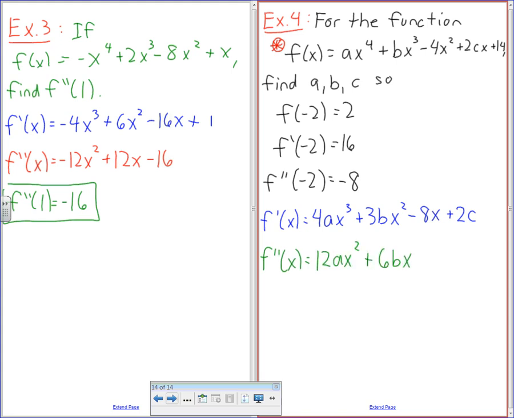Okay, now this is making me happy because the C is gone. Because this is like a constant, so that's just going to disappear. Okay, now here's the thing. So I have my three equations.